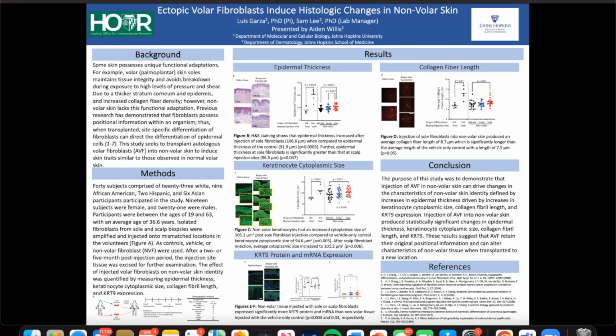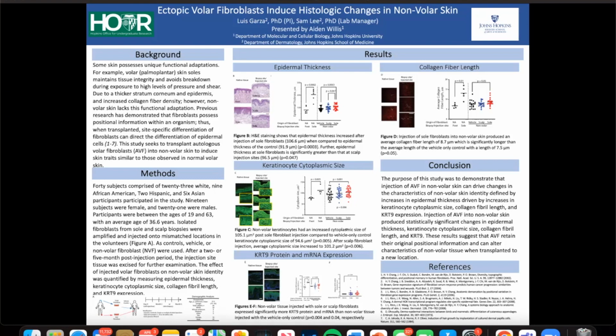Fibroblasts are found in the epidermis. They produce collagen fibers, and notably, fibroblasts possess positional information from their original location. There are fibroblasts in non-volar skin, but there are also, more importantly, fibroblasts in volar skin. And these volar fibroblasts help drive the increased epidermal thickness that allows volar skin to be more durable.